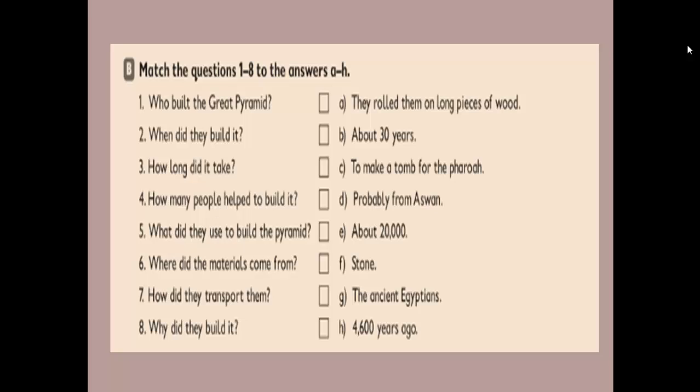Who built the Great Pyramid? The answer is the ancient Egyptians. So here in this sentence we are asking about the subject. The subject, the person or the people who built the Great Pyramid. So they are the ancient Egyptians.